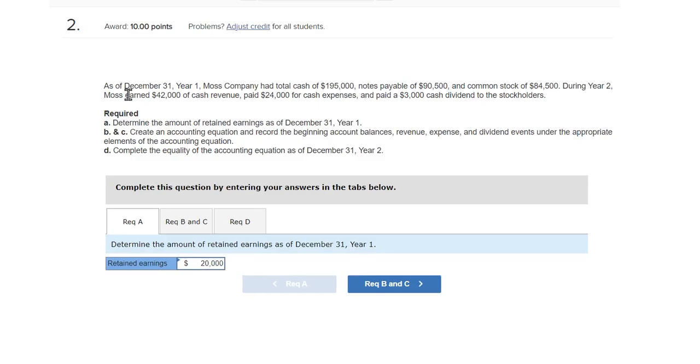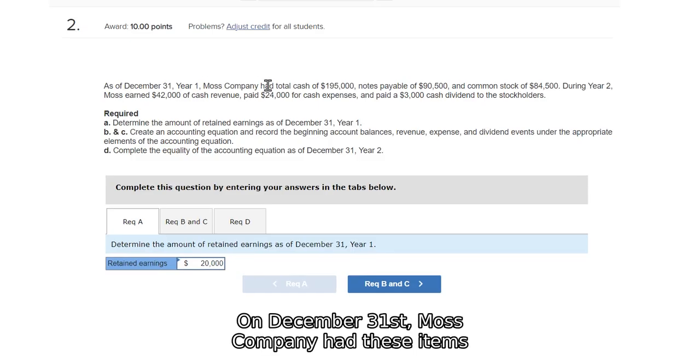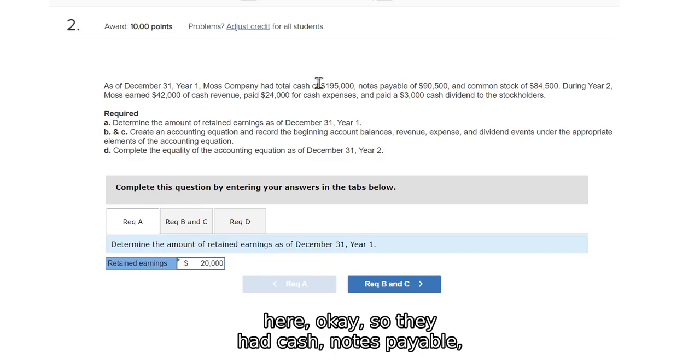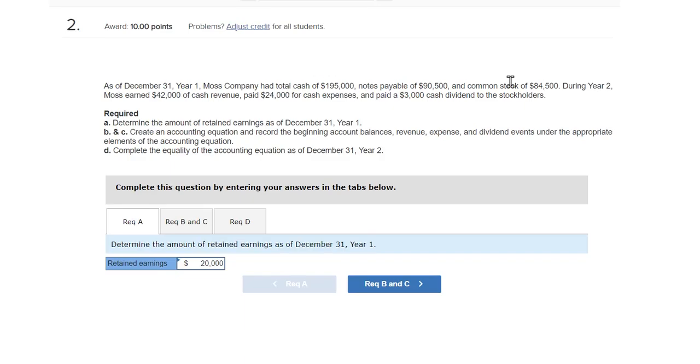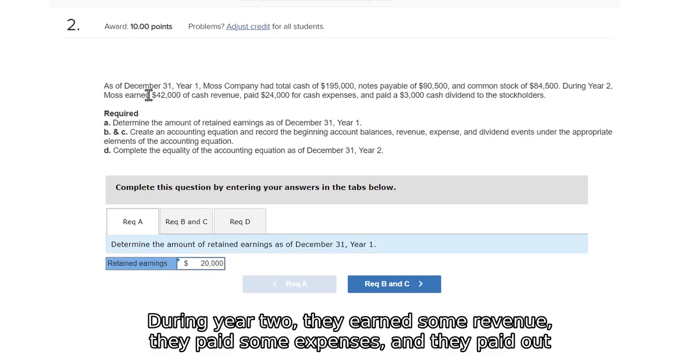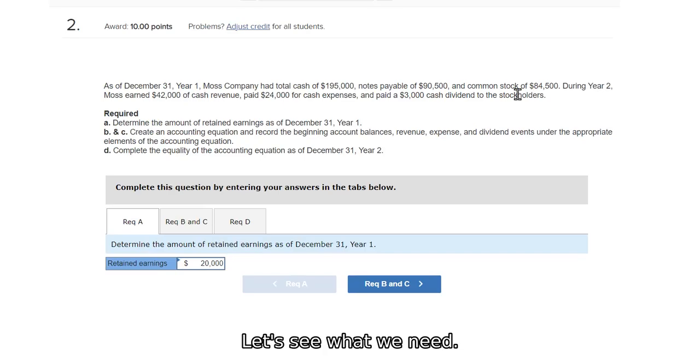All right. On December 31st, Moss Company had these items here. Okay, so they had cash, notes payable, common stock. During year 2, they earned some revenue, they paid some expenses, and they paid out a cash dividend. Okay, great. Let's see what we need.